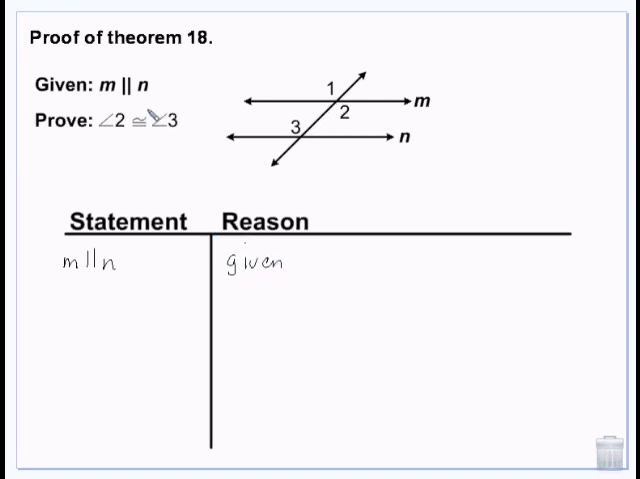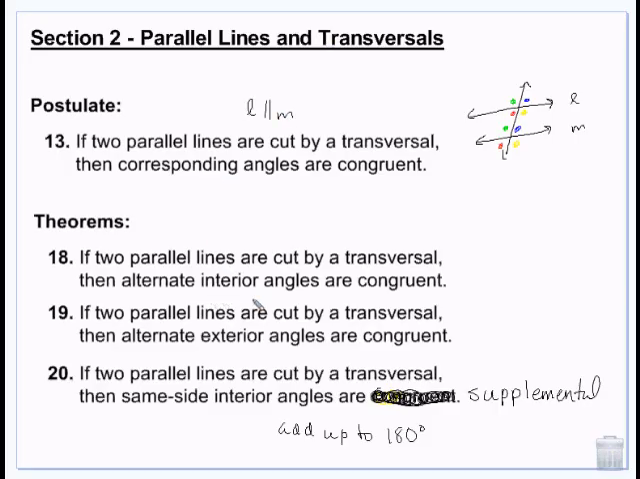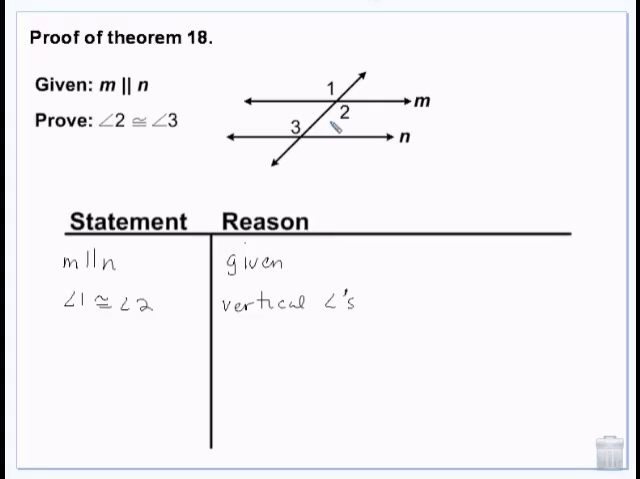Okay, M is parallel to N, and I want to prove that angle 2 is the same as angle 3. What do I know about angle 1 and angle 2? They're congruent, because they're vertical. Okay, wait a minute. I have to go back. Theorem 18, I'm proving that the alternate interior angles are congruent. So I'm proving that 2 is congruent to 3. Well, I have 1 is congruent to 2. I have 1 is congruent to 3 because they're corresponding. So 2 is congruent to 3 because we are just going to substitute that right in.